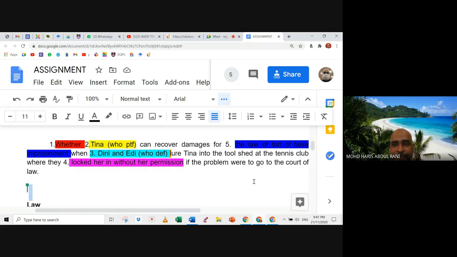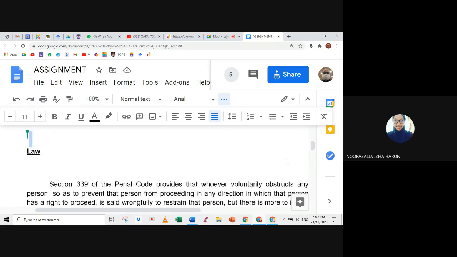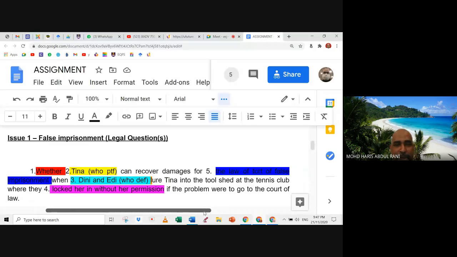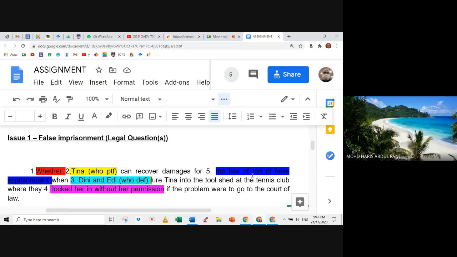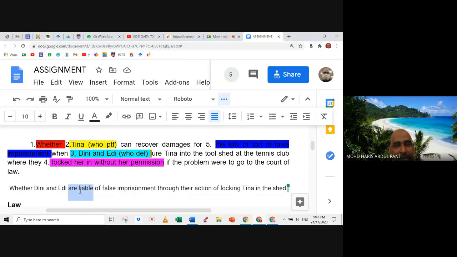Soalan? Doctor, is it sufficient to say whether Dini and Eddie are liable of false imprisonment through the action of locking Tina in the shed? Up to you. Tapi you kata macam mana tadi? Whether? I put it here. Kat mana ni letak? Okay. Liable. This one dah tunjuk kata you dah tak tahu the law. Oh, okay. Because this is not a legal case.